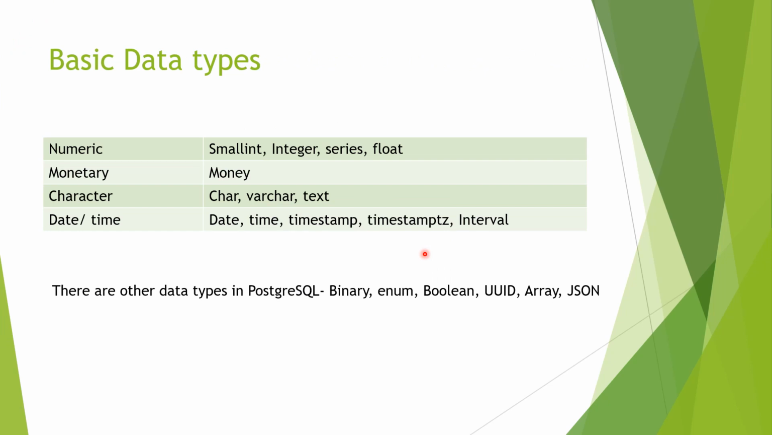There are different types of data types that PostgreSQL supports. There are basic data types like numeric, monetary, character, date and time. Along with that, there are advanced data types like binary, enum, boolean, array, JSON. In my demo today, I am going to use basic data types like numeric, character, and date and time.